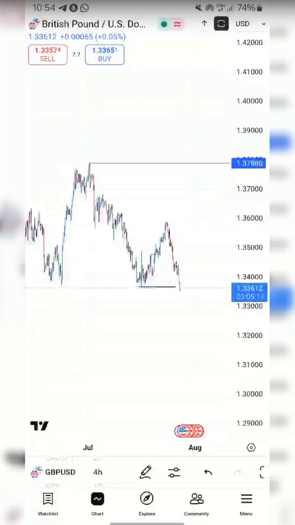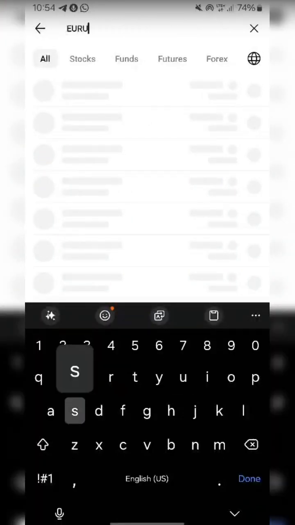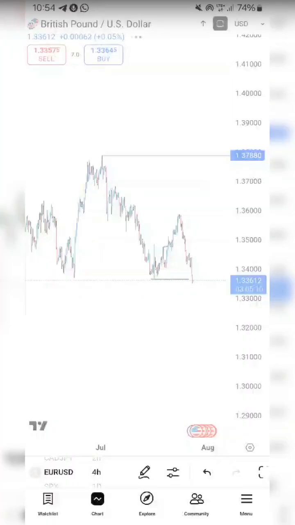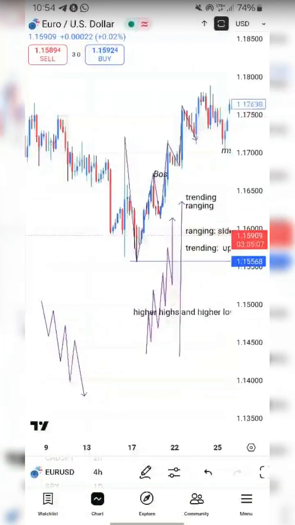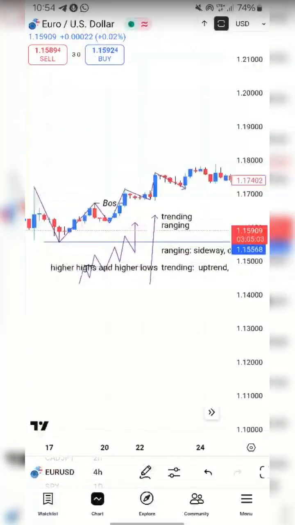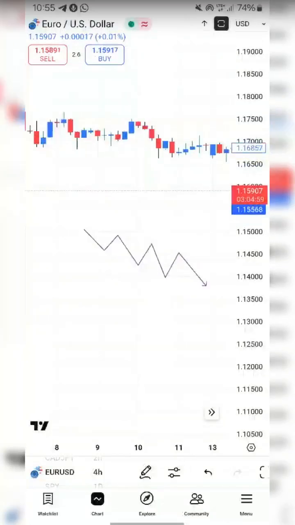So this is GBP/USD, EUR/USD. Everything we will do has been saved to my phone, so we can just continue. You understand? So now we're talking about the downtrend.